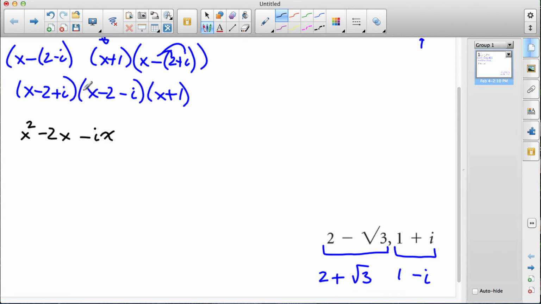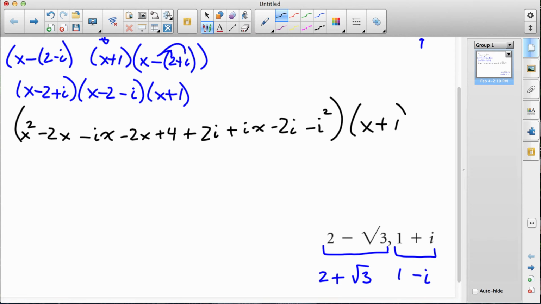And now a minus 2 times everything. So minus 2 times x is a minus 2x. Minus 2 times minus 2 is a positive 4. Minus 2 times a minus i is a positive 2i, I think. Yeah. And then i times x is a plus ix. i times negative 2 is negative 2i. i times a negative i would be a negative i squared. That's sort of ugly. And then I have an x plus 1 at the end.